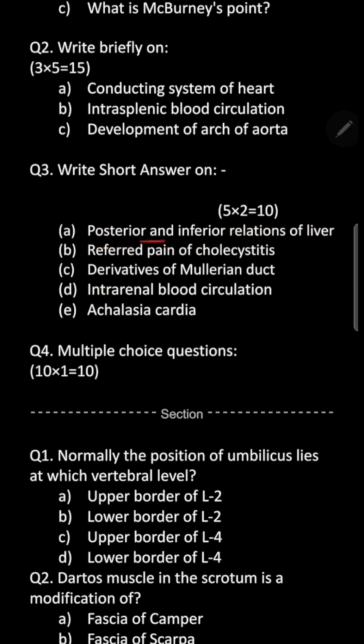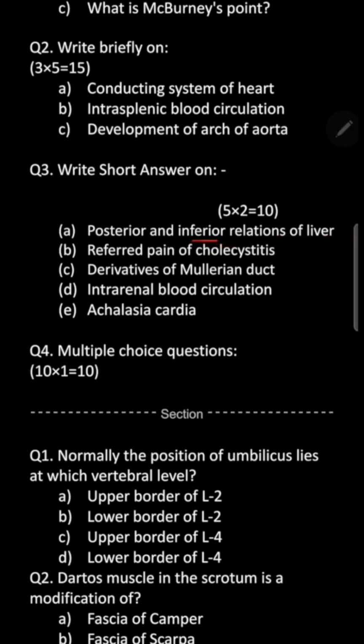First one here is posterior and inferior relations of the liver. Easy question. You just have to draw the diagram showing the posterior inferior relations of the liver and the visceral and peritoneal relations there. Because they have not mentioned the visceral relations, that means you have to describe both the peritoneal and visceral relations.